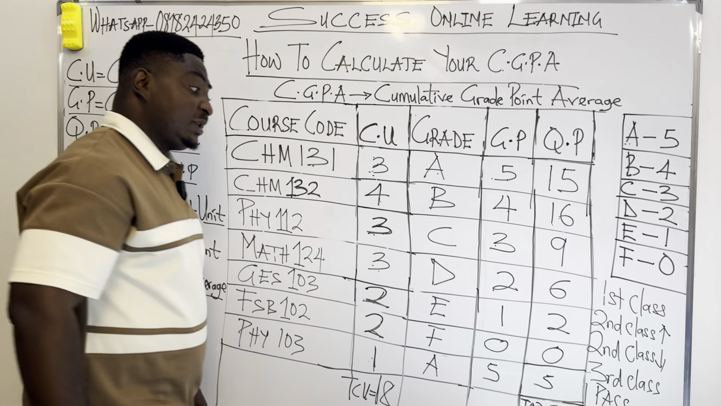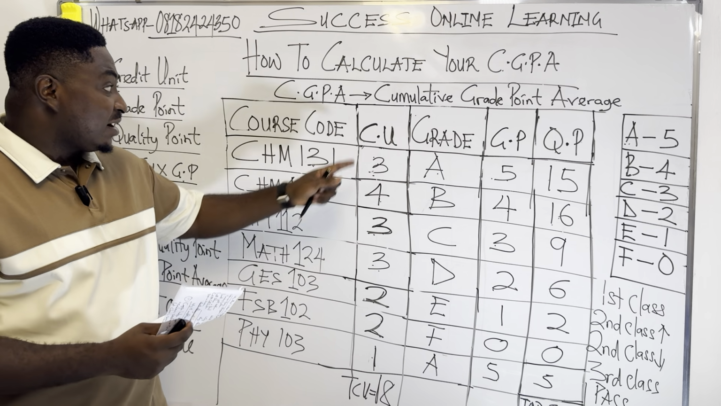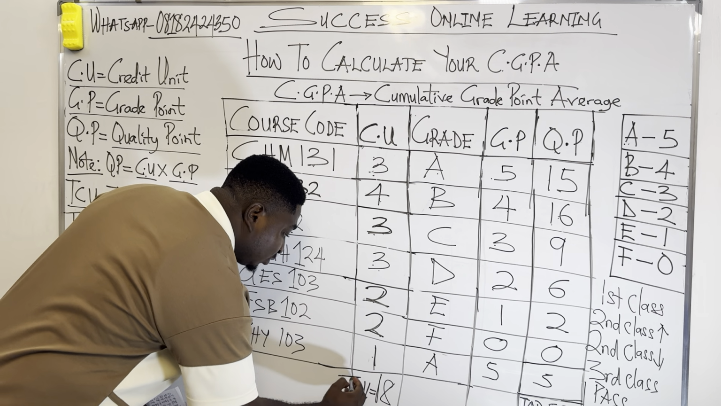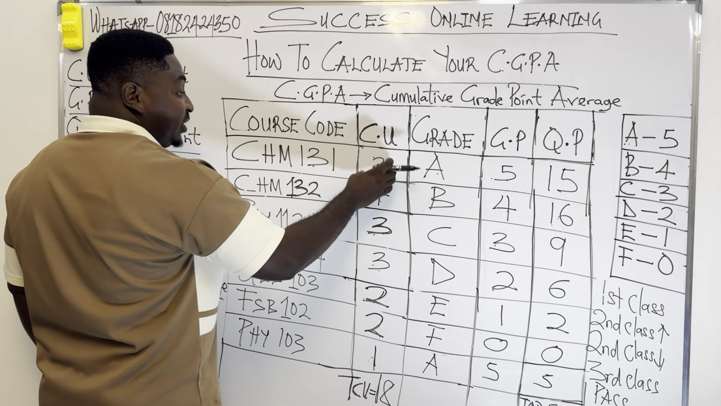So the total quality point the student attained is what? 53. Do not forget that we have earlier calculated the total TCU, the total credit units. How do we get total credit units? We added the credit unit of each course.